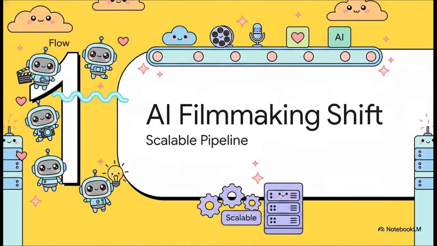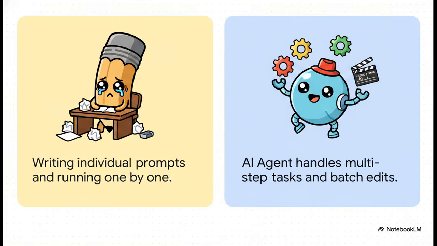Section 1, the AI filmmaking shift, moving from a novelty to a scalable pipeline. Think about the old workflow. It was exhausting. You were constantly brainstorming, writing these hyper-specific prompts for single isolated shots, and rendering them out one by agonizing one. Well, the new workflow completely delegates that heavy lifting.